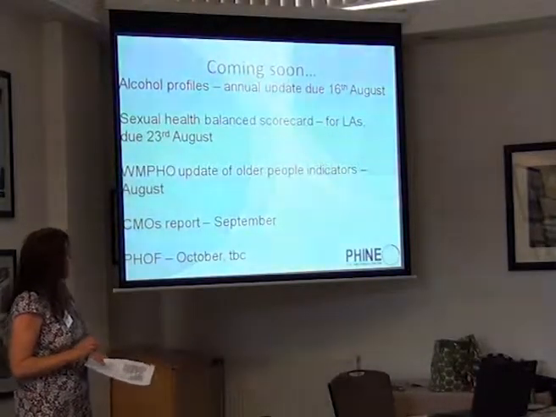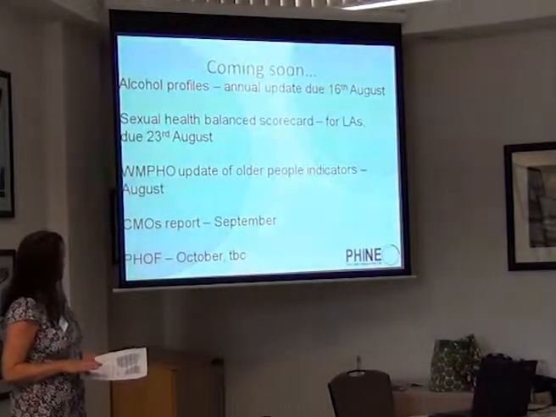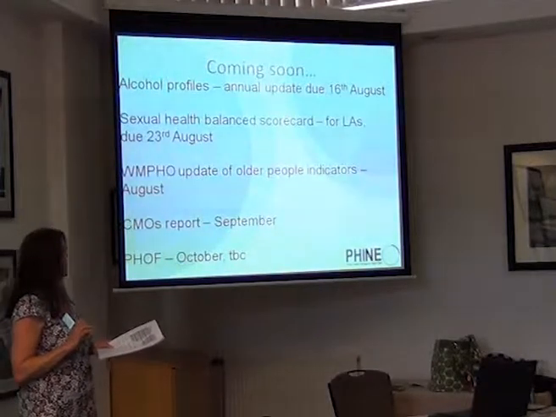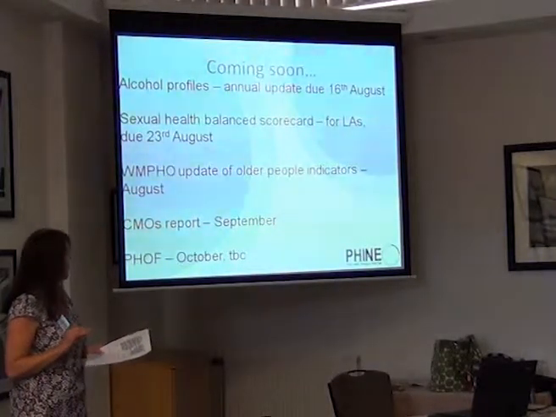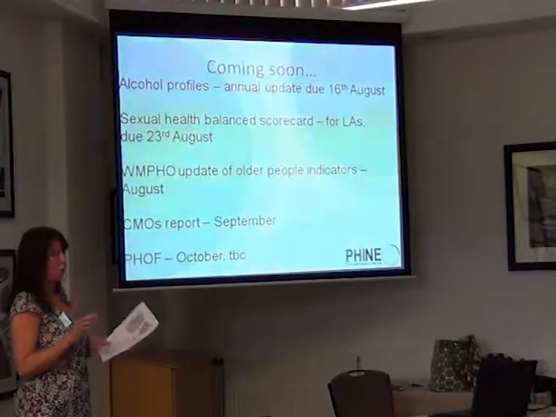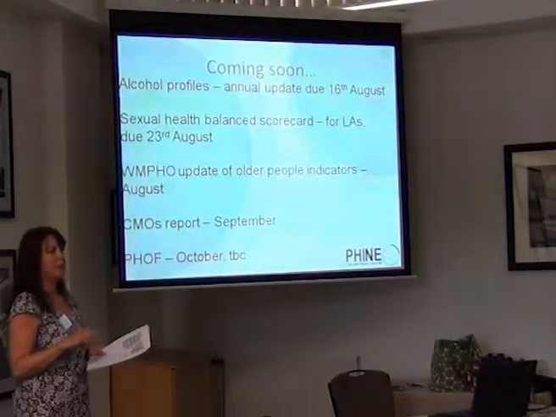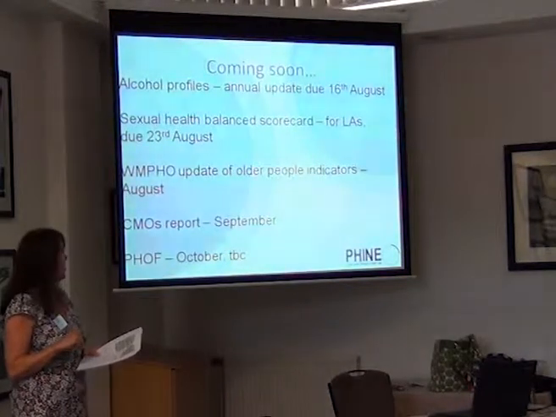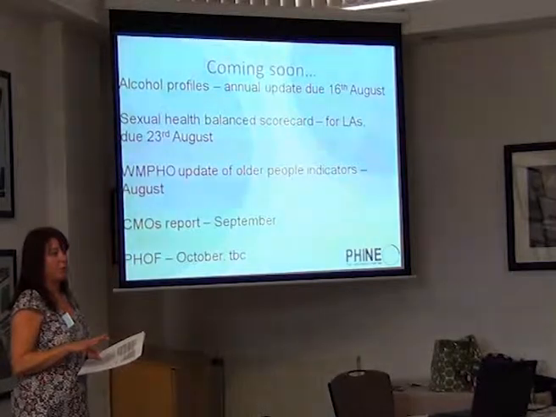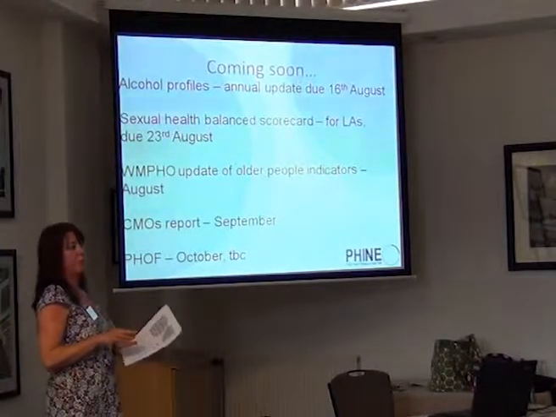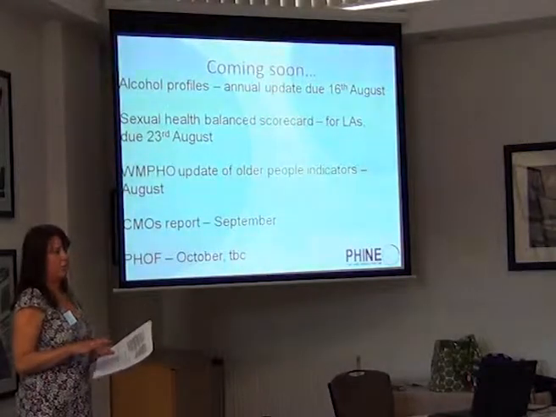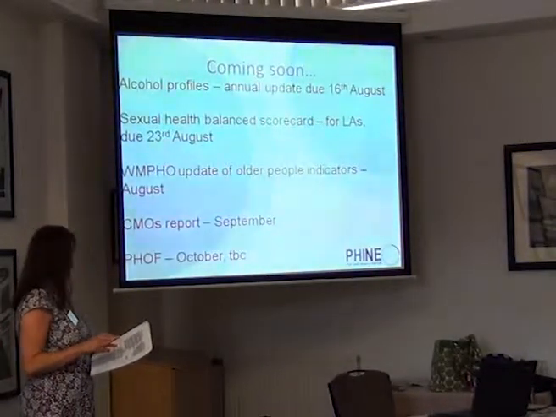Sectional health balance scorecards are produced by the South West Public Health Observatory, and they are due to be published on the 23rd of August as well. West Midlands produce some profiles for older people and their updating indicators, which should be out this month. In observatories, we've done quite a bit of work for the Chief Medical Officer's annual report, which has huge amounts of data and graphs and maps in it. That's due out sometime in September.